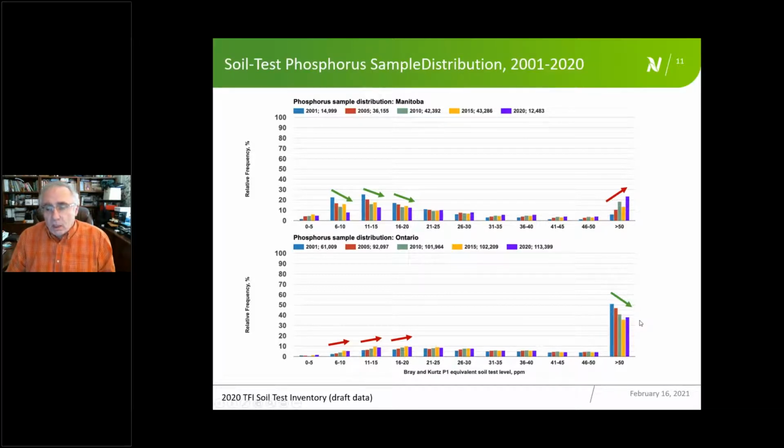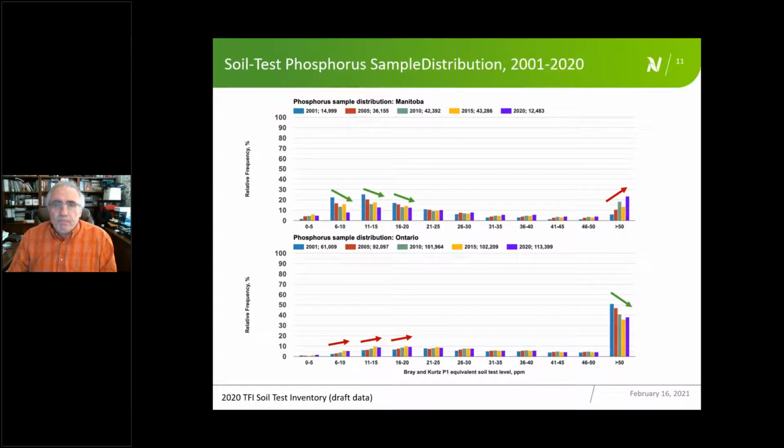So this is a good thing in the lake area of Ontario, where they're surrounded by all these lakes where phosphorus in the water is concerned, particularly Lake Erie. So this is a positive change. We're decreasing the number of samples that would be most prone to those environmental impacts. But we're maybe not maintaining some of these samples on the low end where more phosphorus would be needed for optimum crop performance.